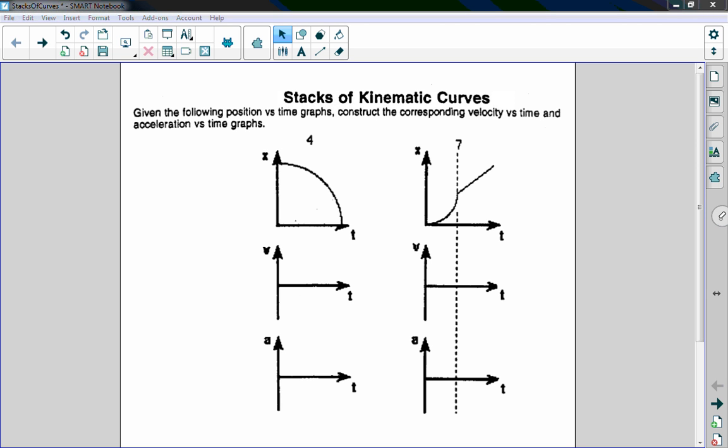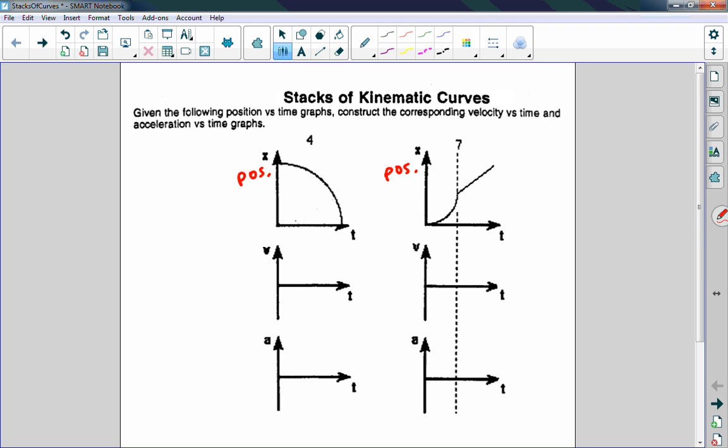In this video, we're going to talk about how to make the velocity time graph and the acceleration time graph from the position time graph. So these x-graphs are the position time graphs, and I'm just going to do number 4 and number 7 from this worksheet, and then you're going to do the rest.